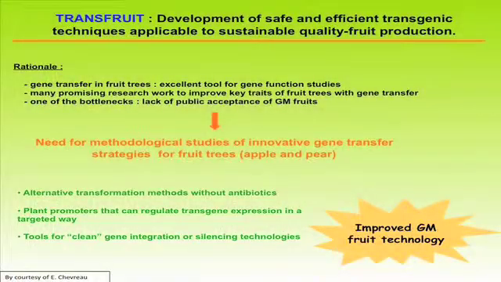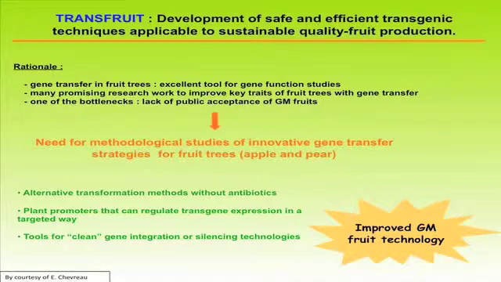The second part of our work inside Pillar 6 is to develop safe and efficient transgenic techniques applicable to sustainable quality fruit production. You know that gene transfer in fruit trees is, of course, an excellent tool for gene function studies. There is much promising research to improve key traits on fruit trees with gene transfer, but as you know, the main bottleneck is the lack of public acceptance of genetically modified fruit.